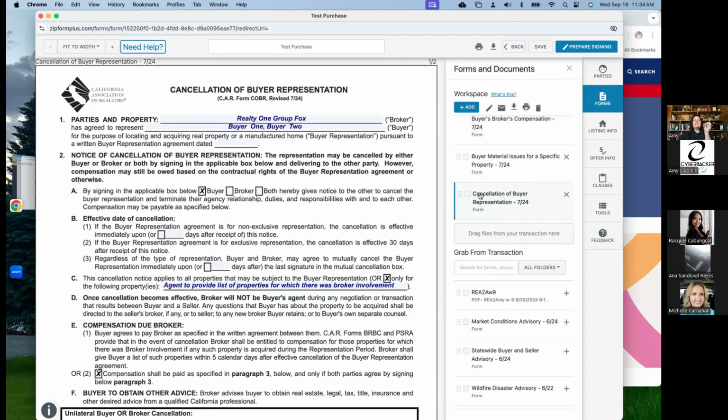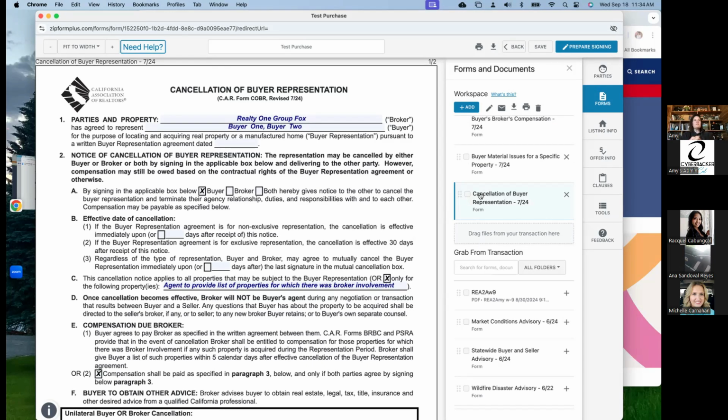And if you're having a difficult time getting buyers to sign a BRBC, and you want them to feel comfortable and confident that they can cancel it at any time, we may want to include the cancellation form for them up front, where they get a copy of it they can take home.